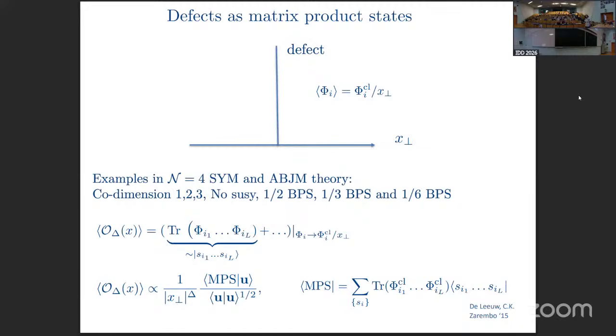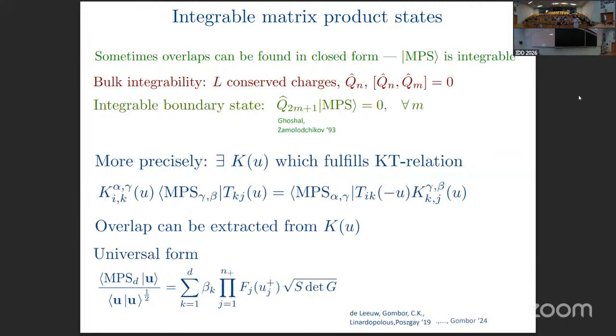Okay, and now it turns out that sometimes this overlap can be computed in closed form, meaning expressed in one formula, just depending on the rapidity variables characterizing this eigenstate. And when that is the case, we say that the matrix product state is integrable. And by now there exists a criterion for when a matrix product state is integrable, and there also exists a method by means of which you can compute the overlap in closed form when integrability is present.